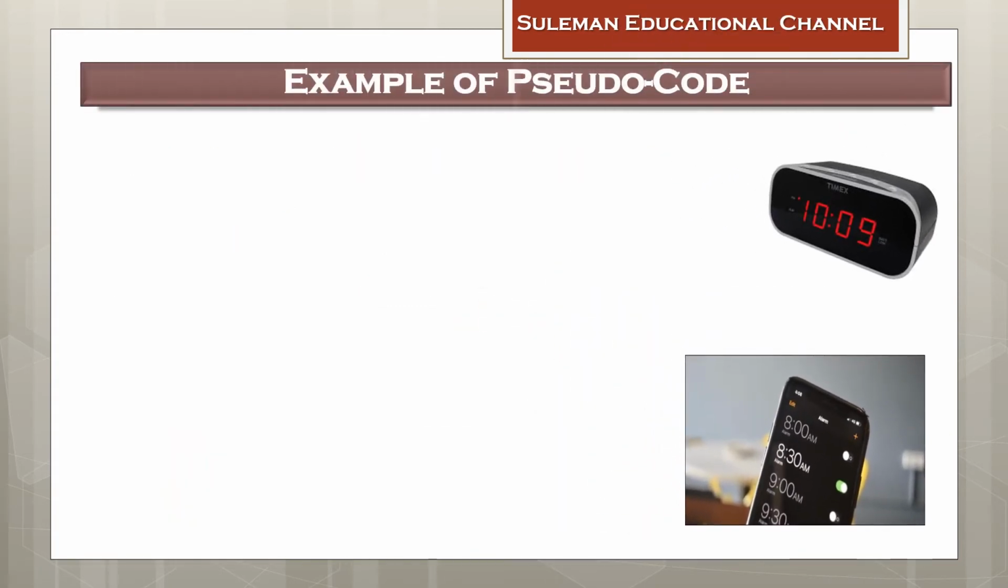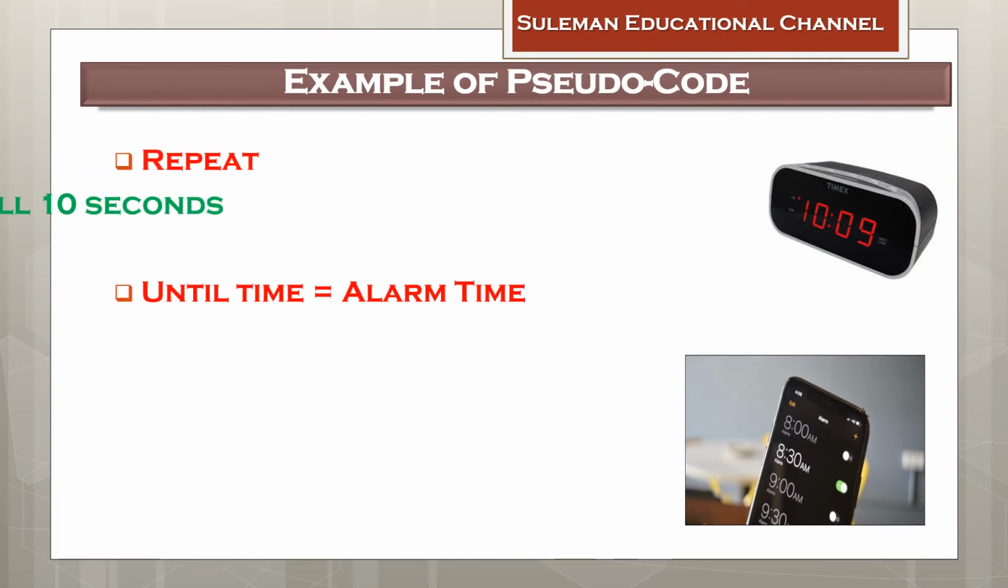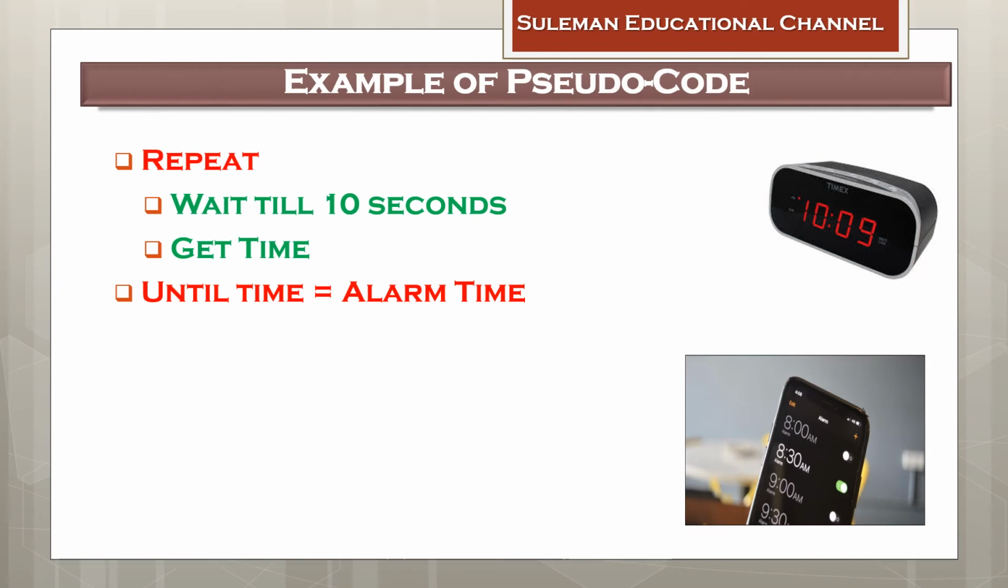Now let's look at an example of pseudocode. Repeat, wait till 10 seconds, get time until time is equal to alarm time, sound alarm. Here you can see that it is written in normal English.